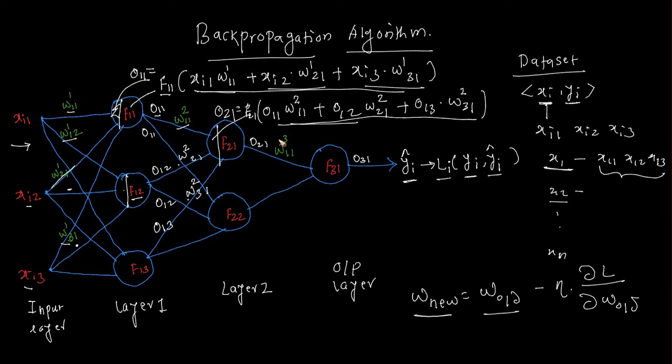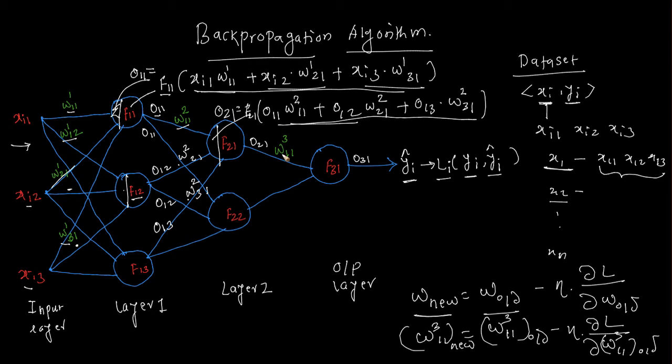For example, if I want to update this weight W311, I write W311 new, which we want to get, is equal to W311 old minus eta times the derivative of loss with respect to W311 old. Right? So whatever weight I want to update, I need to calculate the derivative of loss with respect to that weight, and by using this formula I can update the weights. This eta is the learning rate here.